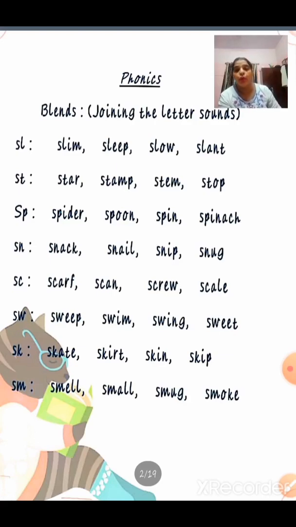So using the blending we join the letters and read the words. So I want all of you to read these words carefully from your SR and practice. Now let's move to the whole word section.